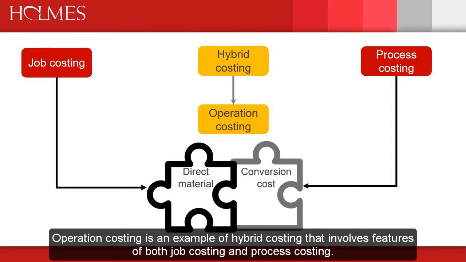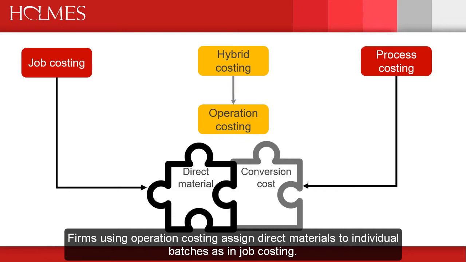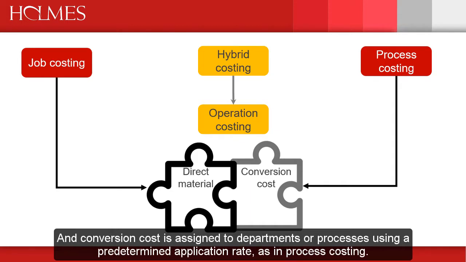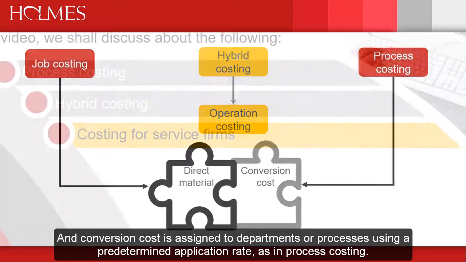Operation costing is an example of hybrid costing that involves features of both job costing and process costing. Firms using operation costing assign direct materials to individual batches, as in job costing. And conversion cost is assigned to departments or processes using a predetermined application rate, as in process costing.